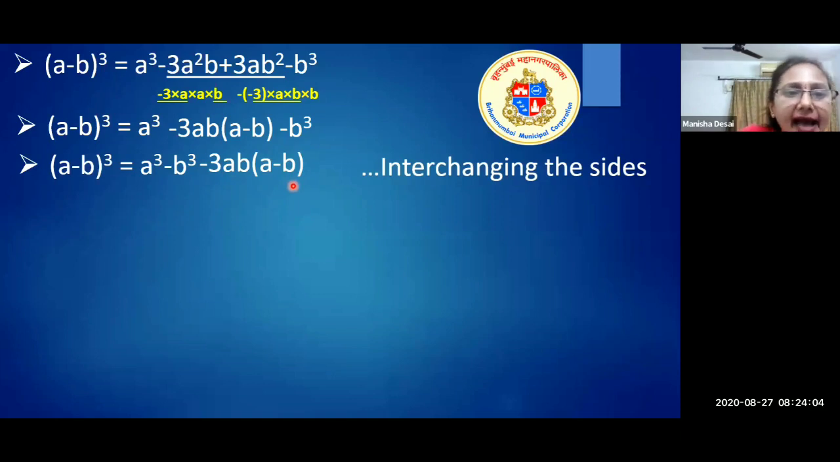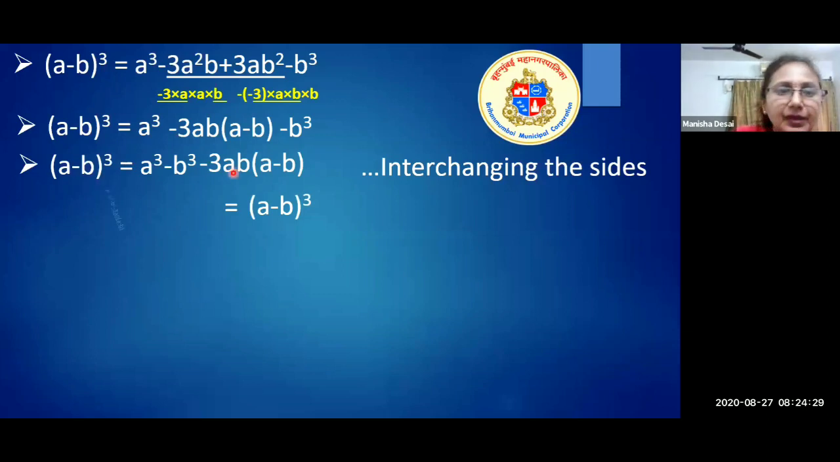Whatever is on the right hand side, we are going to shift towards the left side, and the left side terms we are going to shift towards our right hand side, as we have done previously, the same method. So here we write a minus b the whole cube, which is on our left side, and we are going to shift it to the right side.